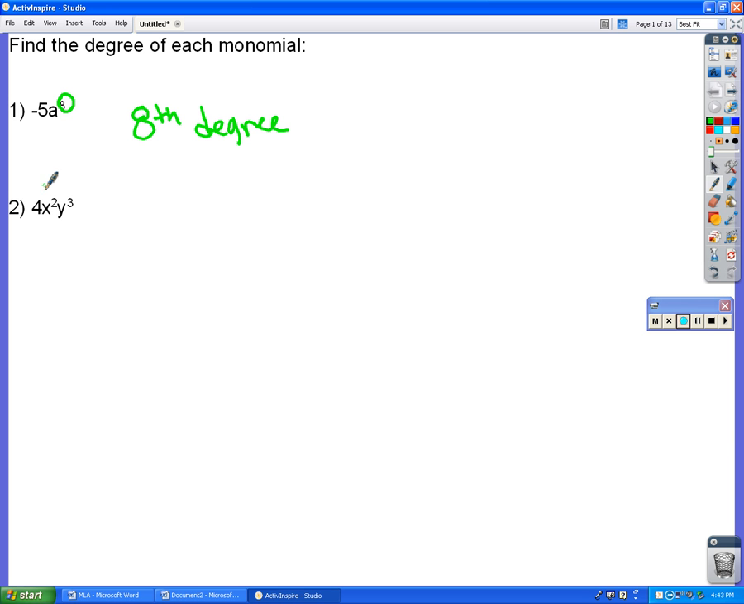This one right here has 2 powers. And so remember, when you are combining powers, you add them. So 2 plus 3 is 5, so that makes it a 5th degree monomial.